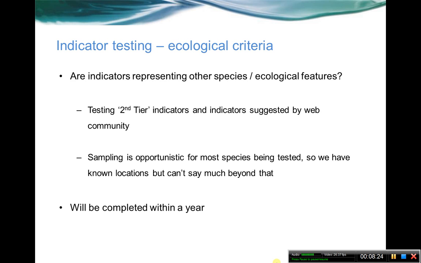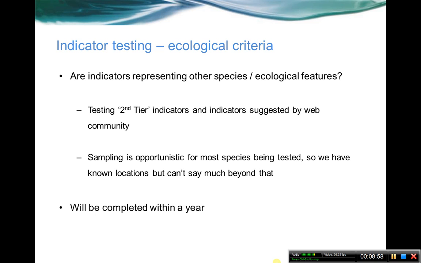Next on to the ecological criteria. So this is that question about our indicators, how well are they representing other species and ecological features? So we've been testing at least on the terrestrial side, we've been pulling out indicators that didn't quite make it as selected as indicators. So we end up calling those second tier indicators, ones that came through the process, but didn't make it for various reasons. Maybe their range was too small. Maybe there were issues with the monitoring. Maybe we couldn't model them as well as we thought.